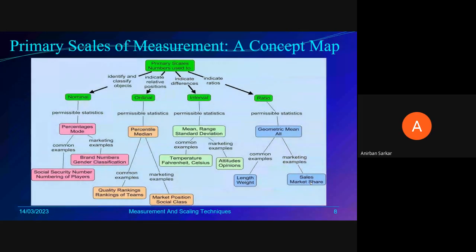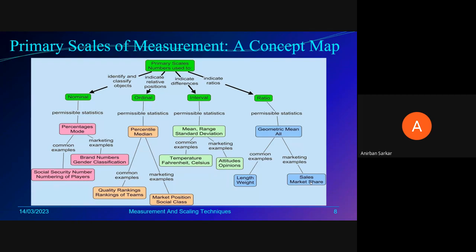Now, I was talking about what sort of statistics you can use on these scales. If you see the graph here, you can understand that in nominal scale data you can use only percentage and mode. In ordinal scale data, you can use median and percentile. In interval scale data, you can use mean, range, and standard deviation. In ratio scale data, you can use all of these, and also geometric mean, harmonic mean, coefficient of variation, all these things.